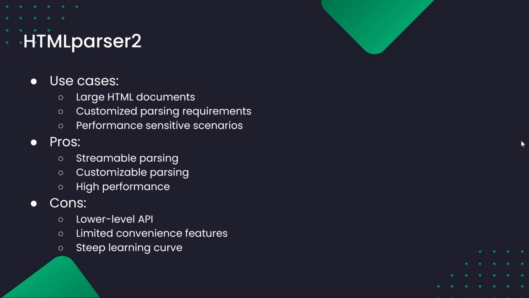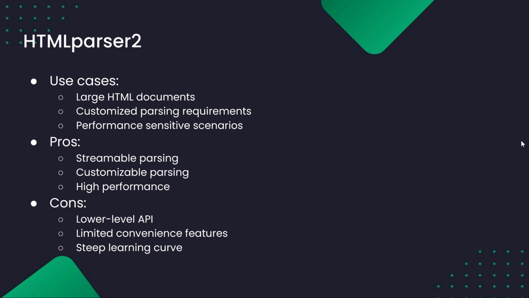HTML Parser 2 is well suited for a range of use cases, including handling large HTML documents. HTML Parser 2's streaming and event-driven parsing approach allows it to efficiently handle large HTML documents without consuming excessive memory. Its customized parsing requirements. HTML Parser 2's customizable nature enables developers to define specific event handlers to extract the desired HTML elements or structure according to their specific parsing needs. And performance-sensitive scenarios. HTML Parser 2's focus on performance makes it an ideal choice for performance-critical applications where efficient HTML parsing is essential.